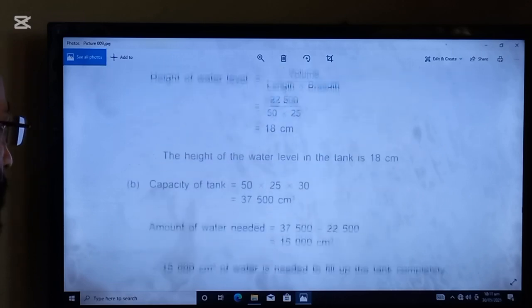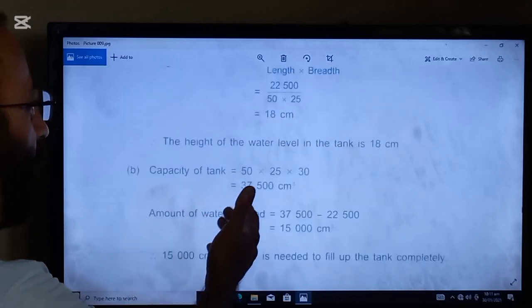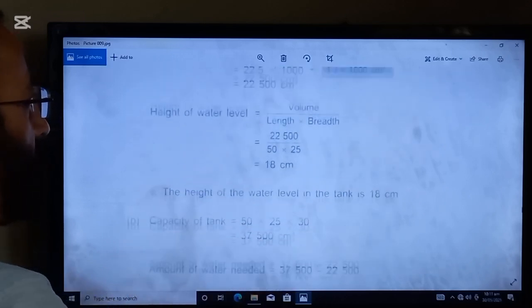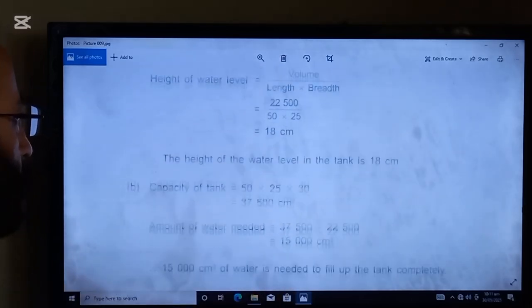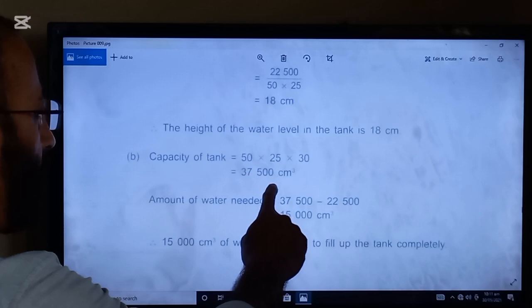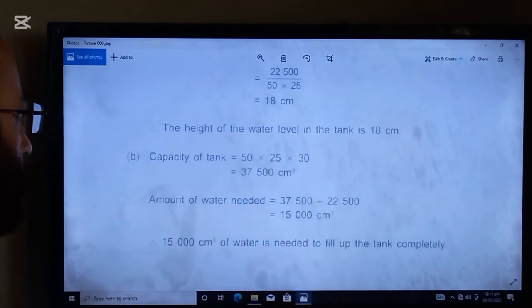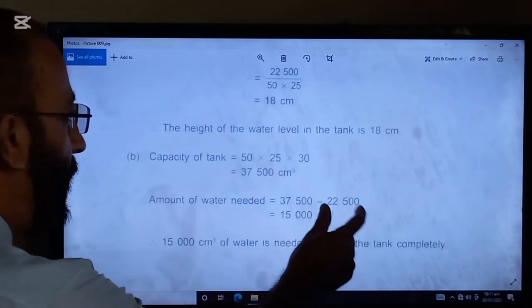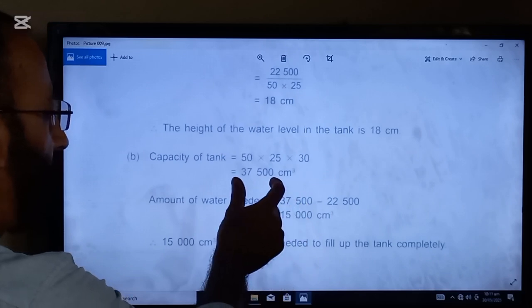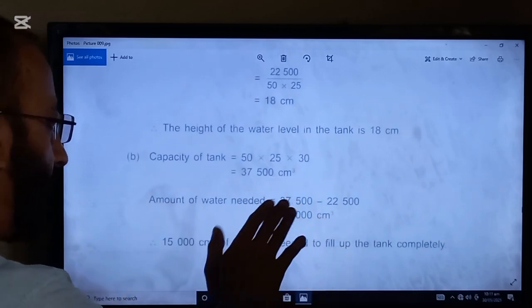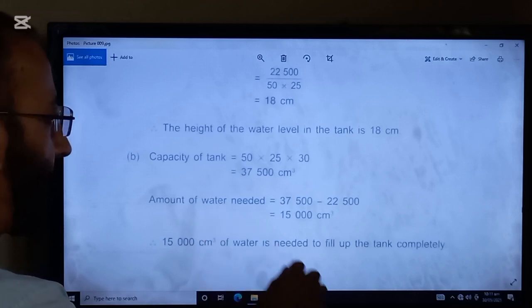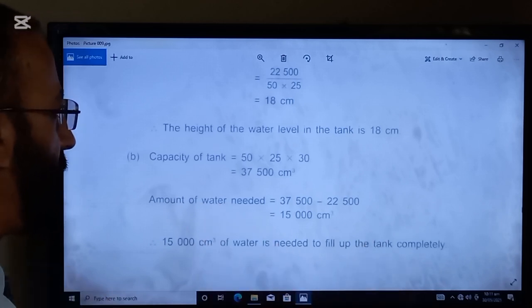So look now. The capacity of the tank is 50 into 25 into 30. These are the values. So this is the volume of the full tank. Now subtract the volume of water from the capacity of the full tank, and you will get the answer. This is the more water that is required to fill up the tank completely.